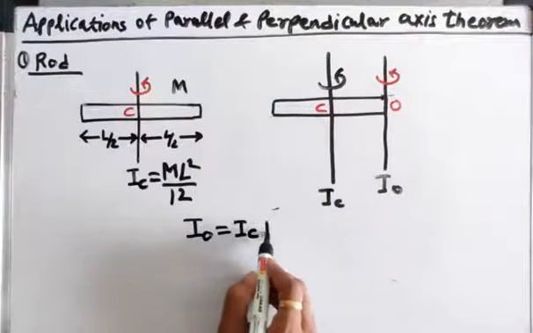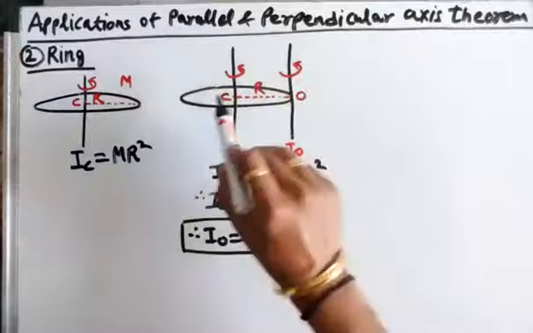So by using the principle of parallel axis theorem, we can write IO is equal to IC plus MH square. Therefore IO is equal to IC, as we know moment of inertia of this ring about an axis passing through its center is MR square, plus MH square, where H is the distance between two parallel axes, which is R, that is R square. Therefore IO is equal to 2MR square. This is the moment of inertia of a ring about an axis tangent to the ring and perpendicular to its plane.